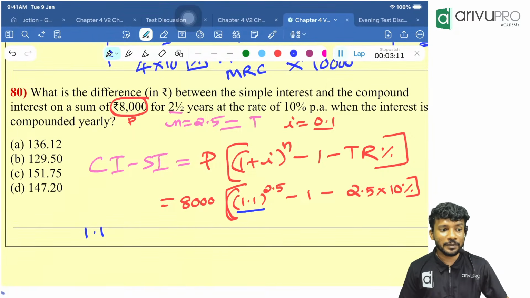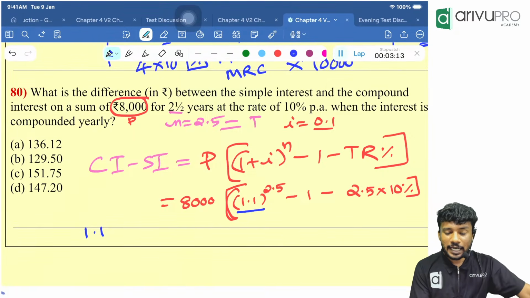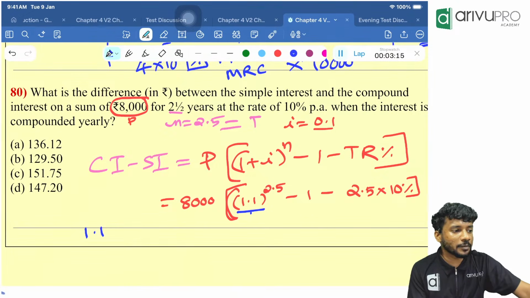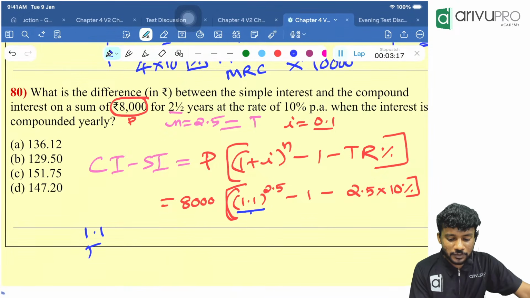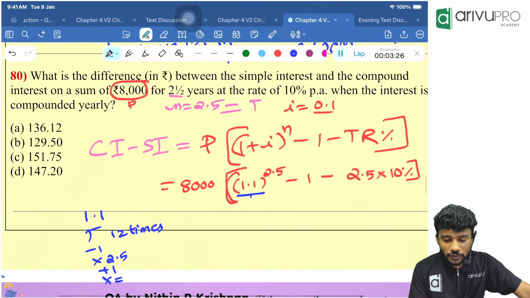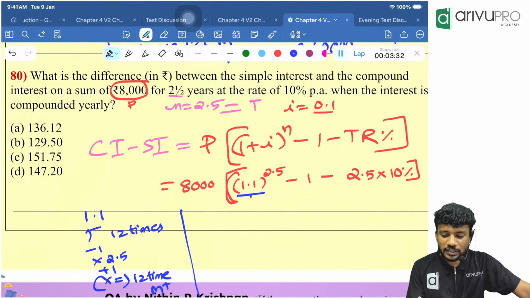Okay. Clear the memory. Click MRC button 2 times and clear the memory. Type base number 1.1. Then root how many times? 12 times. Then minus 1 multiplied with power 2.5 plus 1. Then finally multiply into equal to how many times? 12 times. Then click which button? M plus. So first set is done.